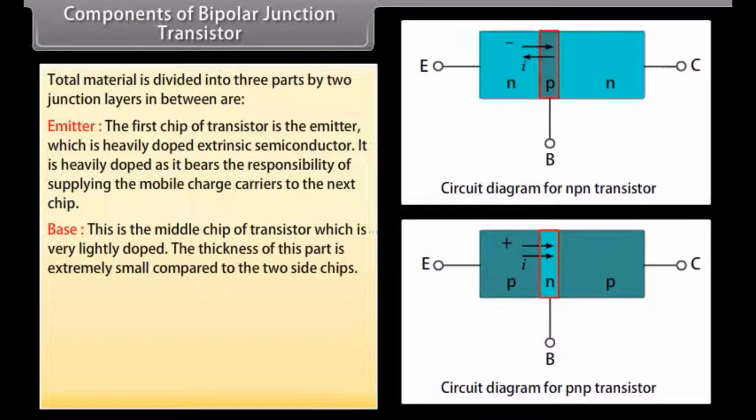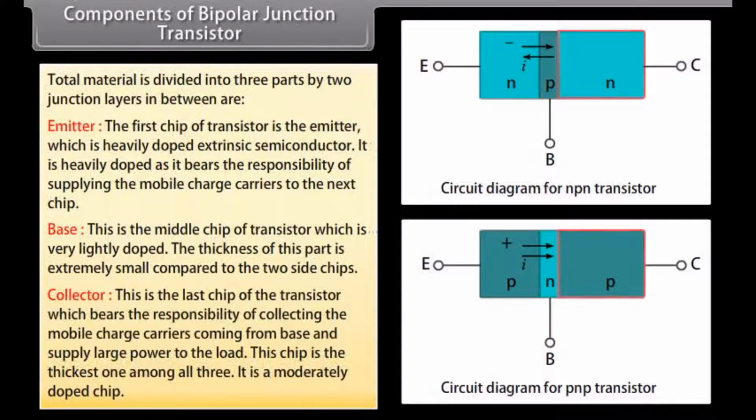Base. This is the middle chip of the transistor, which is very lightly doped. The thickness of this part is extremely small compared to the two side chips. Collector. This is the last chip of the transistor which bears the responsibility of collecting the mobile charge carriers coming from the base and supplying large power to the load. This chip is the thickest one among all three. It is a moderately doped chip.